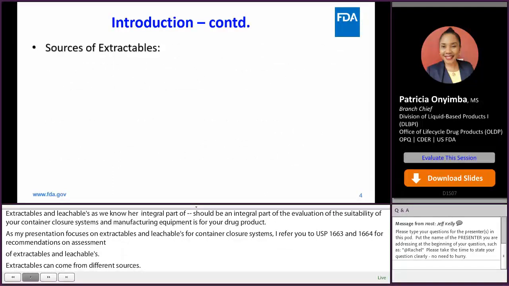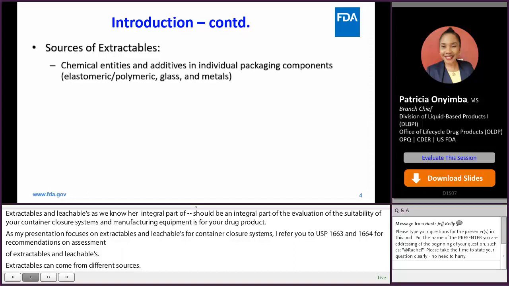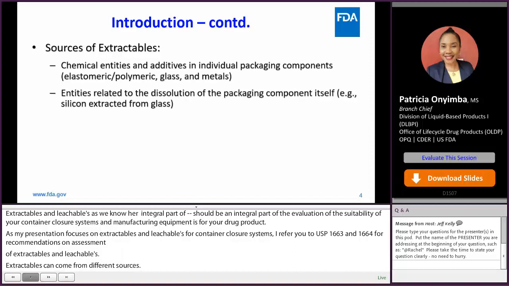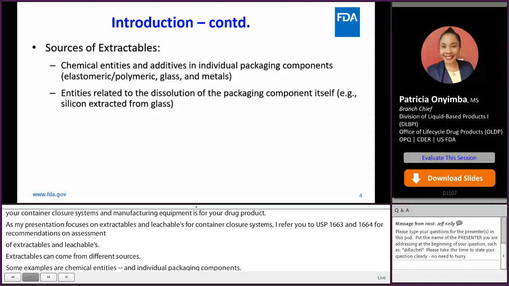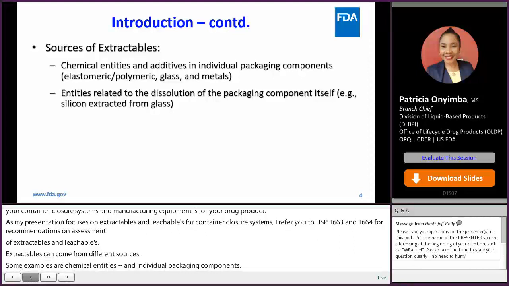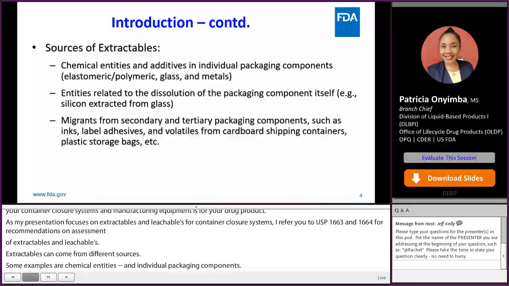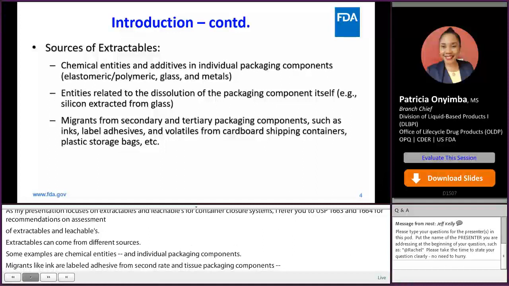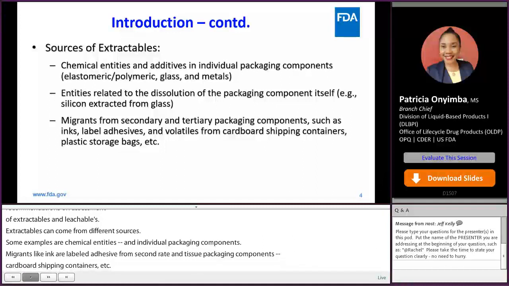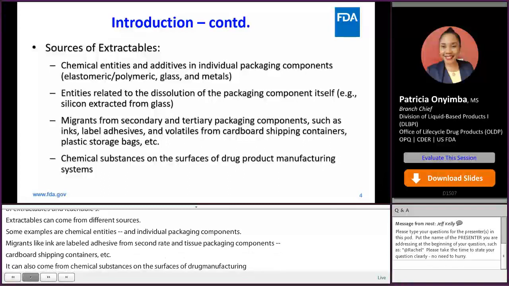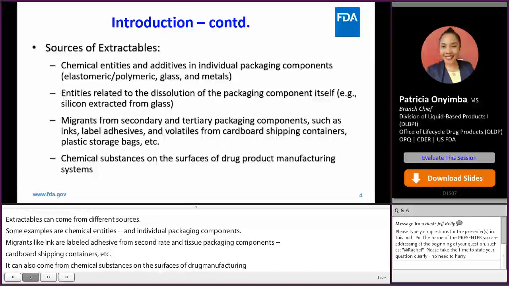Extractables could come from different sources. Some examples are chemical entities and additives in individual packaging components. Migrants, like ink and label adhesives from secondary and tertiary packaging components and volatiles from cardboard shipping containers, etc. They can also come from chemical substances on the surfaces of drug product manufacturing systems, as well as other sources.